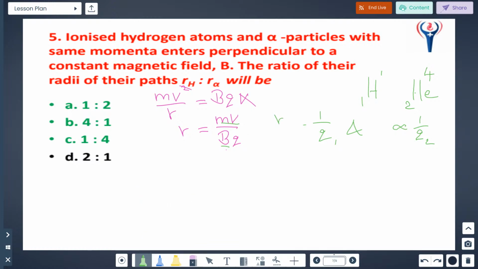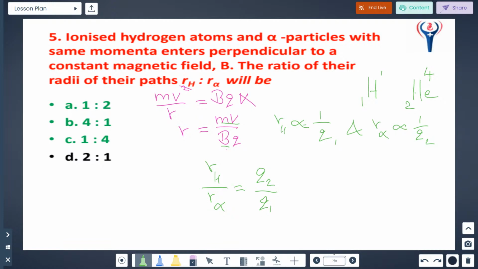First, H is proportional to 1 by Q1, and R alpha is next. Then you want to find RH by R alpha. RH by R alpha is equal to Q2 by Q1.